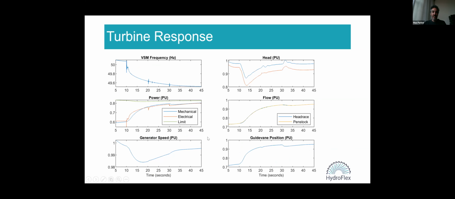Looking at the turbine itself, you get this drop in frequency as you'd expect, and it's behaving as you'd expect it to. You're not operating anywhere near the power limit, so the controller's not doing anything particularly funky there.